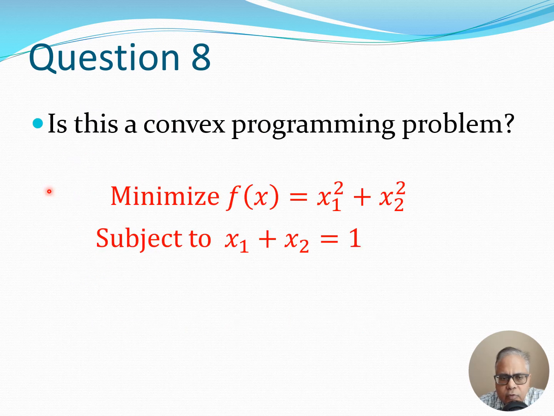So now let's turn to a problem such as this here, which is minimize f(x) = x1 square plus x2 square subject to x1 plus x2 equal to 1. So essentially here we have a quadratic function which we need to minimize, and we have a straight line as a constraint, which is an equality constraint. So let's look into this problem.